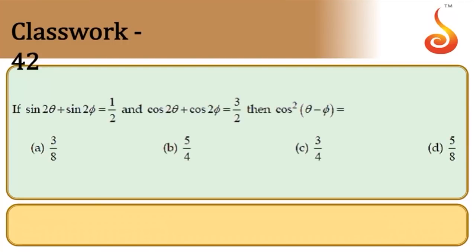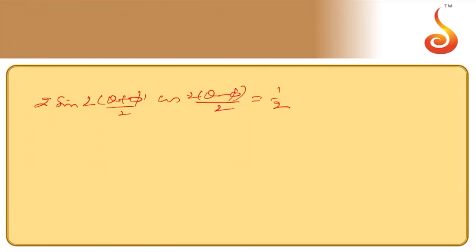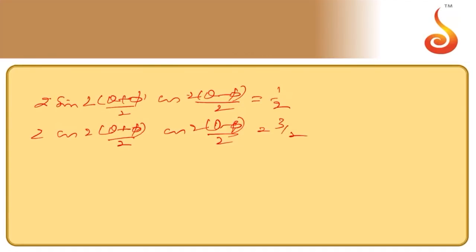Let me take up now this one. Sin 2 theta, sin 2 phi is equal to, applying the transformation here, sin c plus sin d is nothing but 2 sin (c plus d) by 2, that is theta plus phi by 2, multiplied by cos (c minus d) by 2, that is theta minus phi by 2, is equal to half. In the same way, the second one, cos 2 theta plus cos 2 phi, that is nothing but 2 times cos (c plus d) by 2, theta plus phi by 2, multiplied by cos (c minus d) by 2, is equal to 3 by 2.